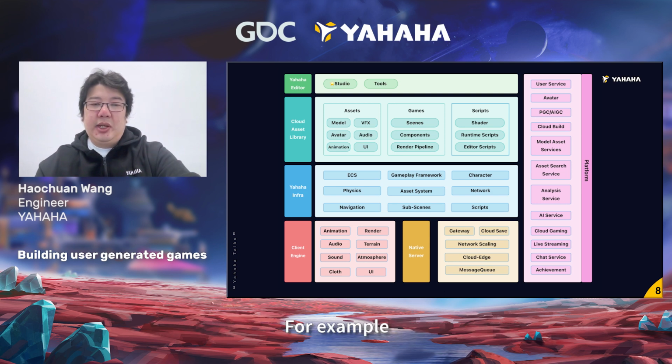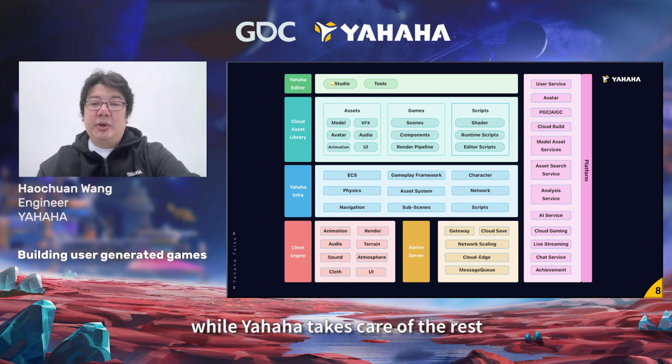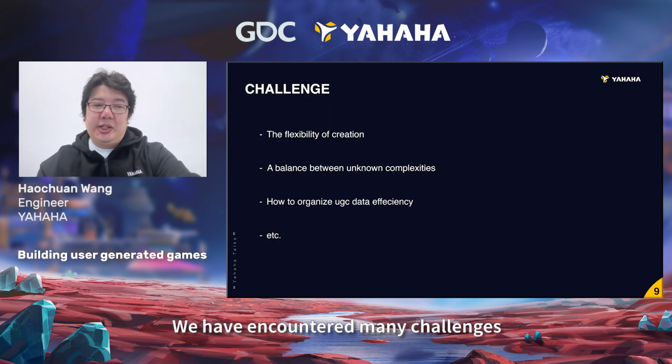For example, Yahaha Studio for editing, infrastructure for ECS, gameplay, physics, network, and client engine, deployment services, and many other platform services. What the users need to do is to focus on the creative part while Yahaha takes care of the rest. We have encountered many challenges.